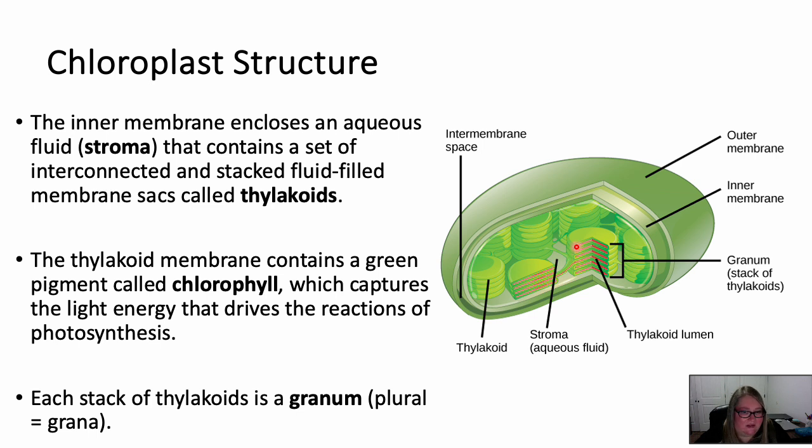So when we have a stack of thylakoids like this, it kind of looks like a pancake stack, this is what we call a granum. Okay, so multiple granum are called grana. Okay, the thylakoid membrane is what is going to contain the chlorophyll that's going to capture this light energy.